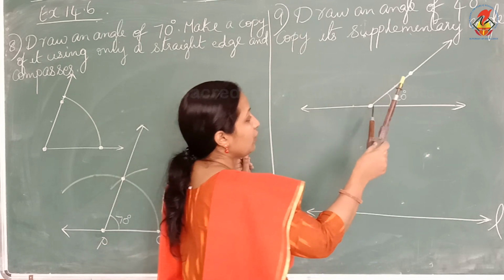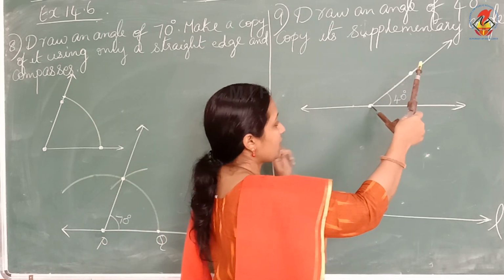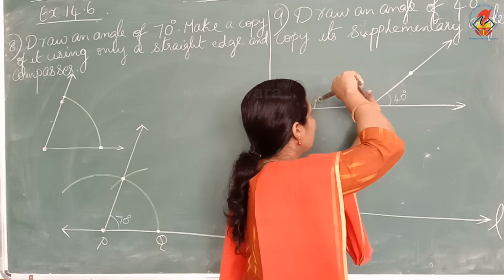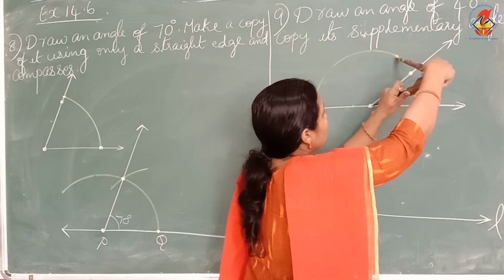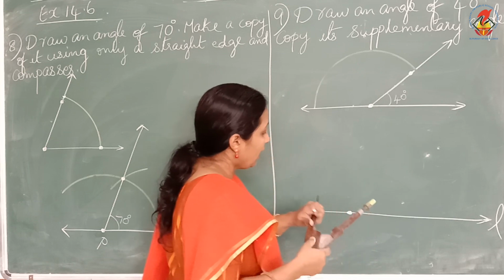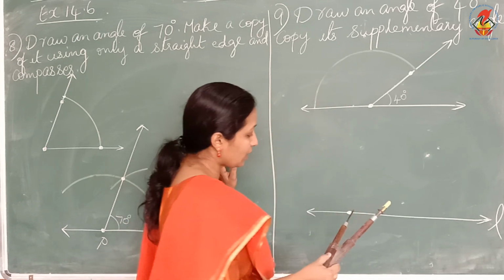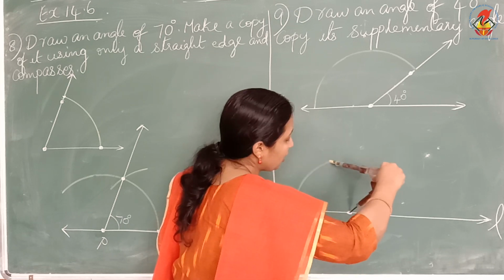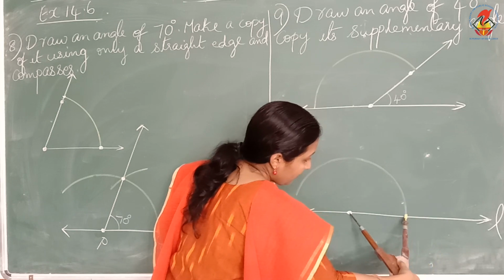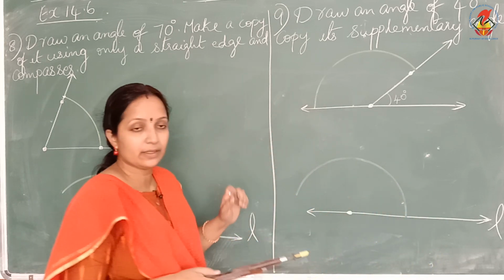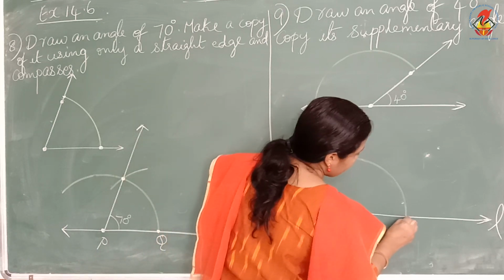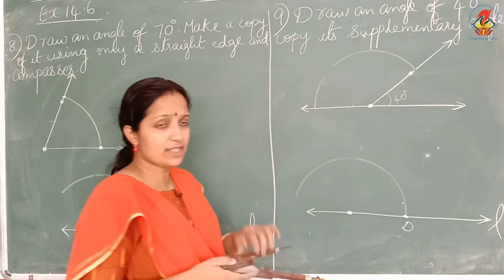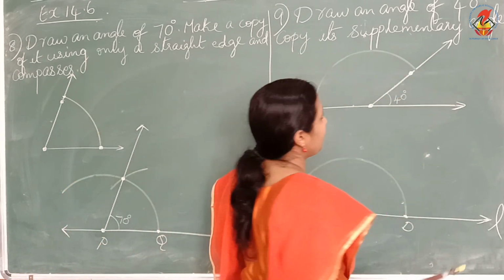Place the pointer of the compass here. With any convenient measure, you draw one arc in this part. Okay. And after drawing the arc, without changing the compass measure, place it on this point and draw one arc here which intersects this line at one point. That means this intersecting point, I am giving this as D, whatever it is. First step is clear.